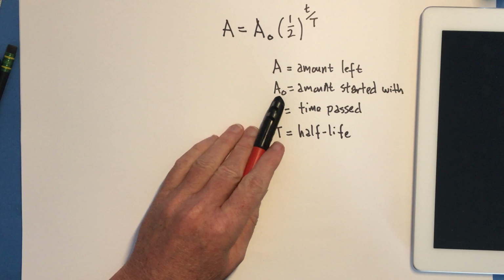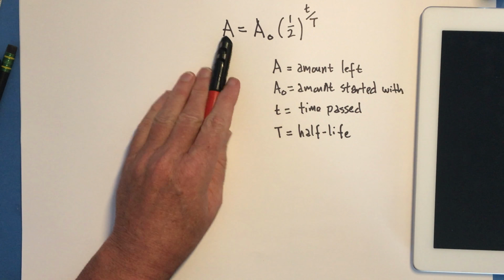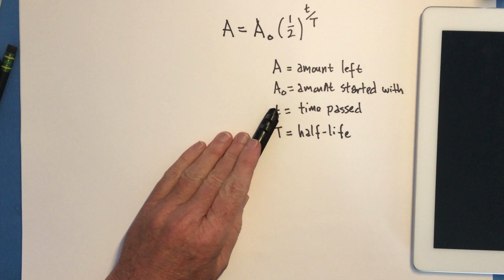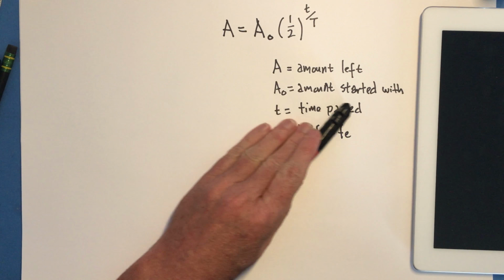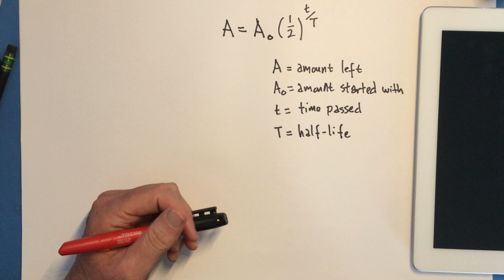So if you start with A sub 0, which is the amount you start with, after a certain amount of time, how much you're going to have left. That's A. A sub 0 is the amount you start with. Lowercase t is the time that has passed, and uppercase T is the half-life of the radioactive isotope in question.